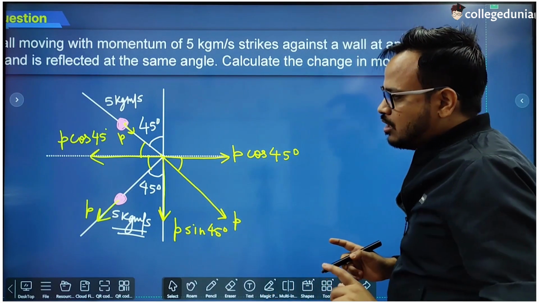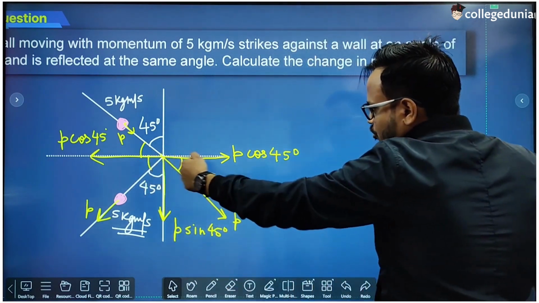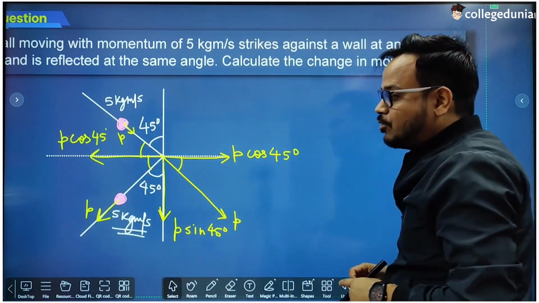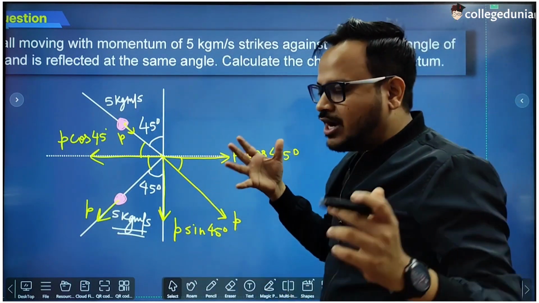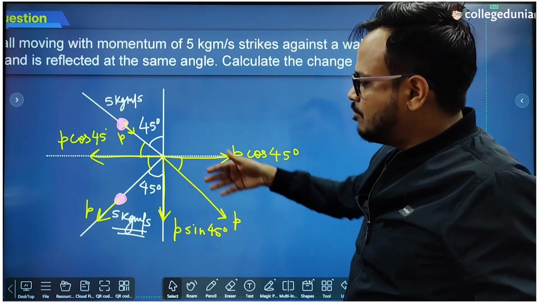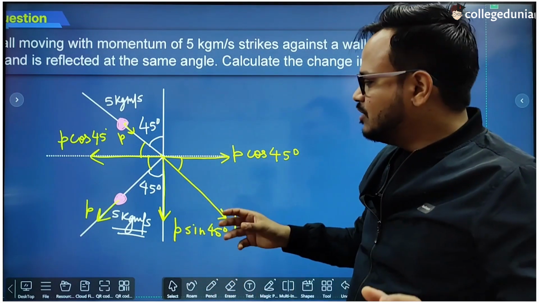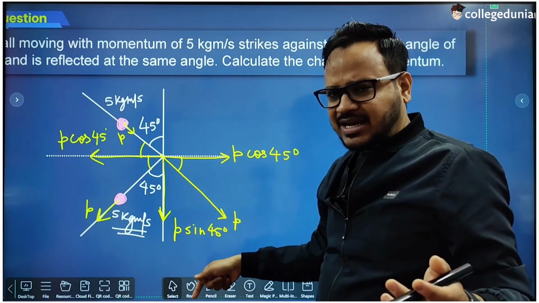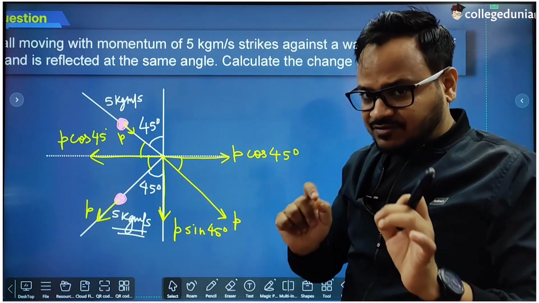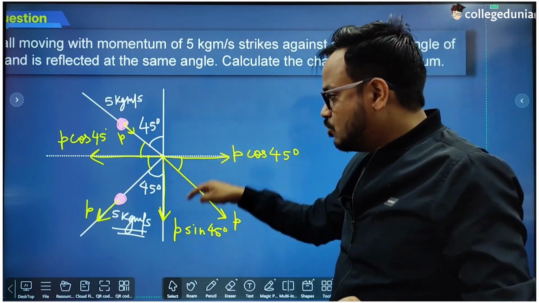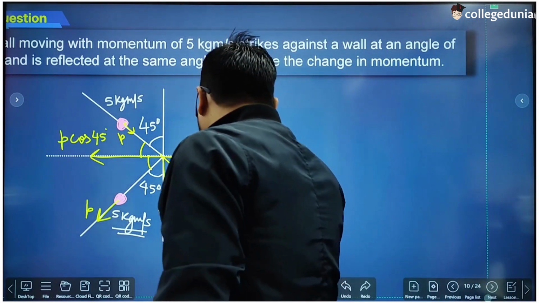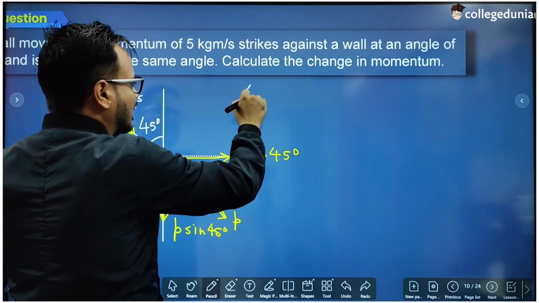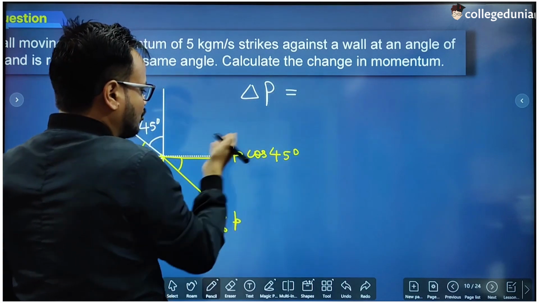So the x components are in opposite directions. Before hitting, the x component of the ball was in the right direction, and after hitting the x component was in the left direction. But both the y components, before and after hitting, are in the same direction. If you subtract these two, you will get 0, because they have the same magnitude and the same sign. But if you subtract these, you are not going to get 0. Delta p is the difference of these two.